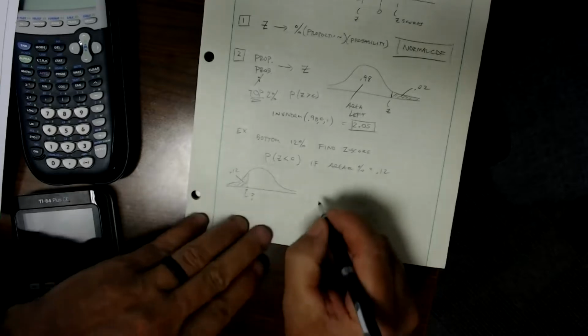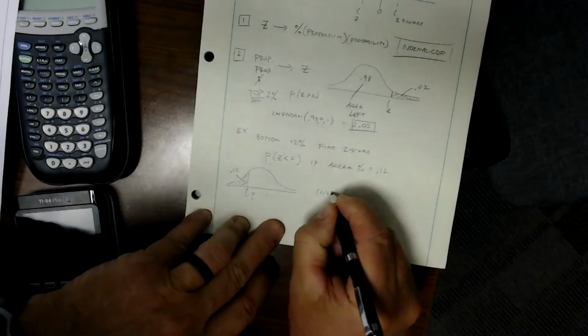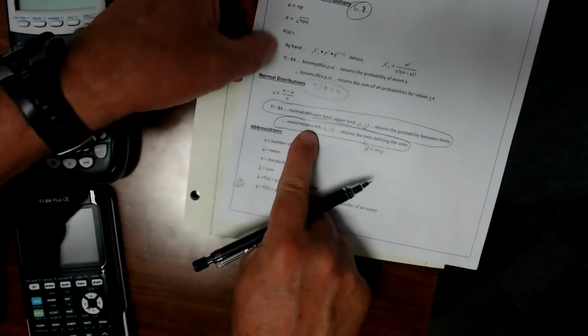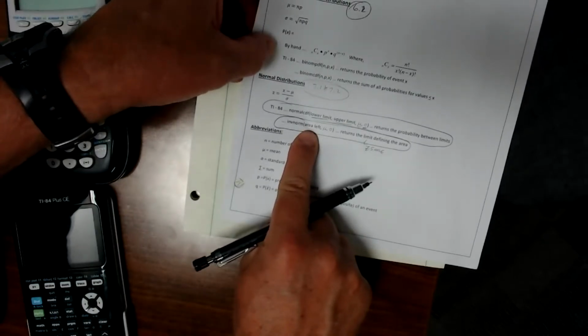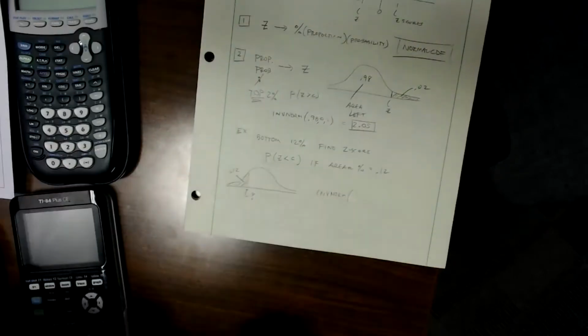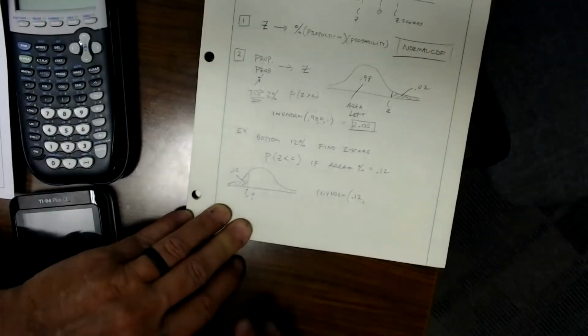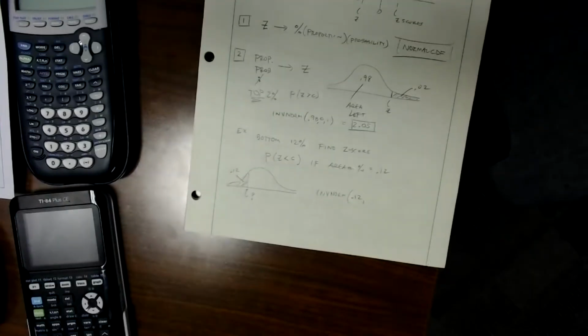So that's why I'm using inverse normal. Inverse normal says the area has got to be left of the mark. Hey, my area is left of the mark. That means I can just use it this time. You tracking with that? That's how it tells the difference between the top 12% and the bottom 12%.